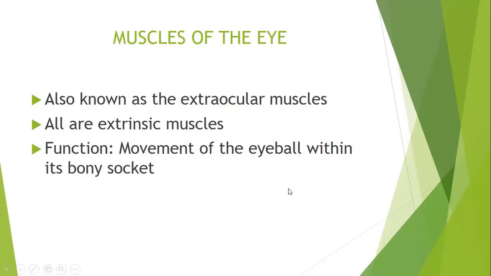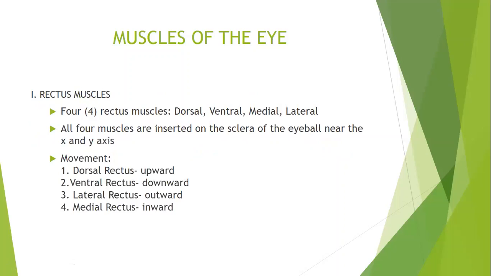And then we go to the muscles of the eye, also known as the extraocular muscles. They're all classified as extrinsic muscles because their origin is on the orbit. Their primary function is movement of the eyeball within its bony socket. The muscles of the eye include four recti muscles: the dorsal, ventral, medial, and lateral.